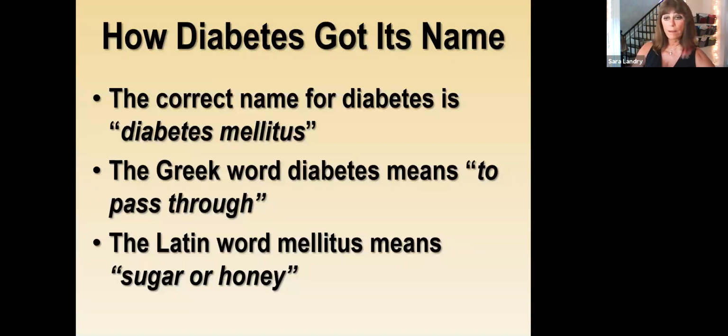Okay, let's talk a little bit about how diabetes got its name. The correct name for diabetes, which your doctor may use, is diabetes mellitus. The Greek word diabetes means to pass through, and the Latin word mellitus means sugar or honey. So diabetes is an inability of your body to pass sugar into your cells.